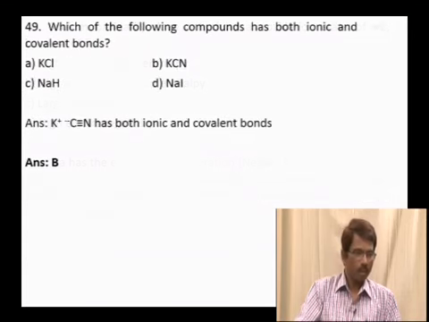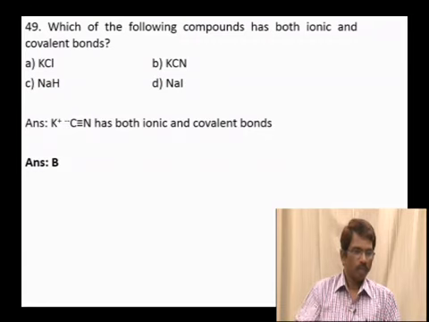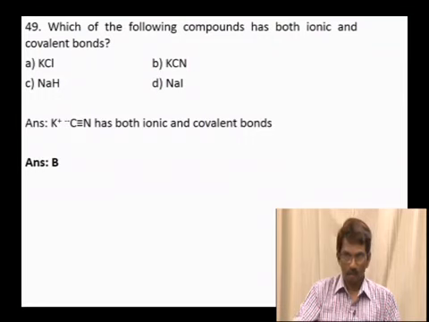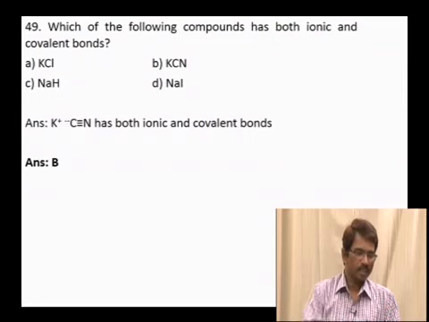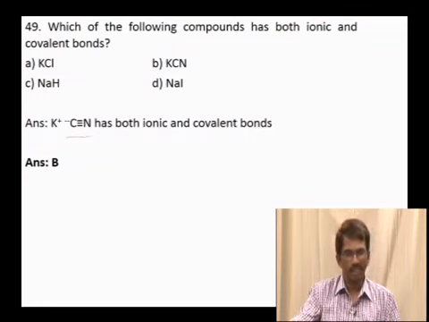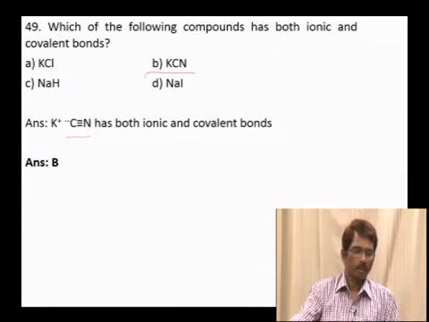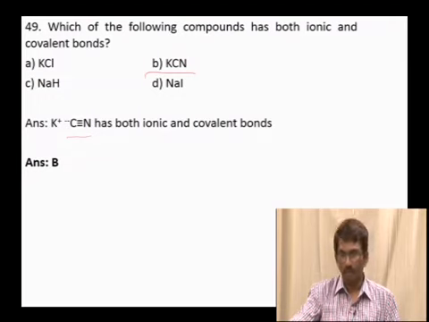Into question number 49, which of the following compounds has both ionic and covalent bonds? Among the four options which are given, KCl, KCN, NaH and NaI, you know potassium cyanide is a compound which on ionization produces K+ and CN- ions, in which you have got a triple covalent bond between carbon and nitrogen, and the bond between K+ and CN- ions is ionic, and therefore KCN, or option B, the potassium cyanide compound, is an example of a compound which has both ionic and covalent bonds.